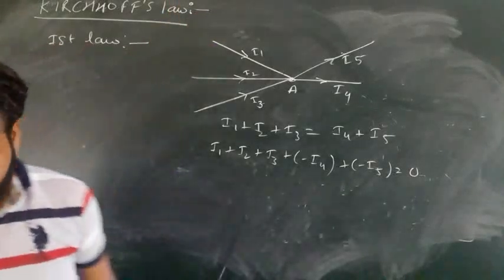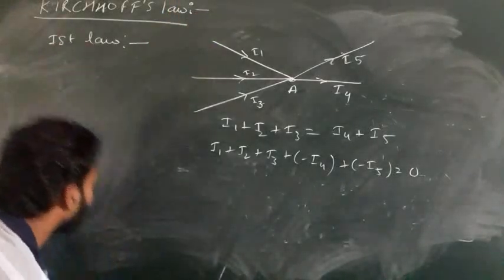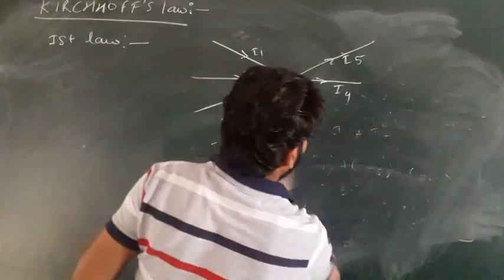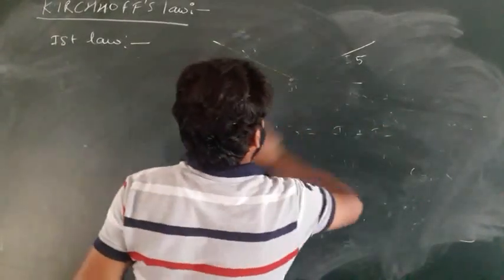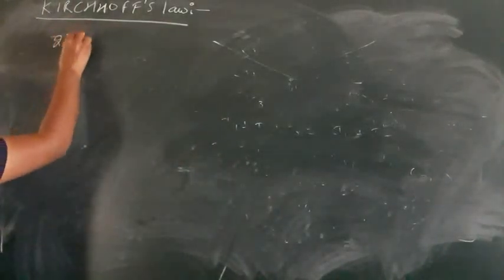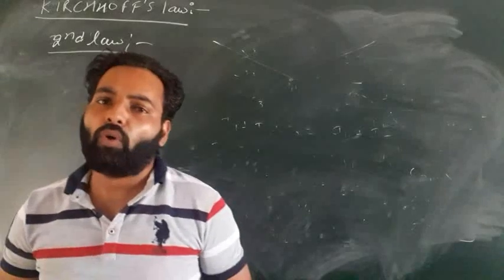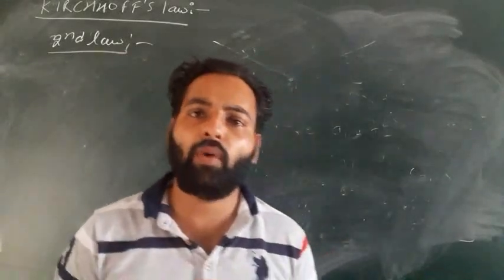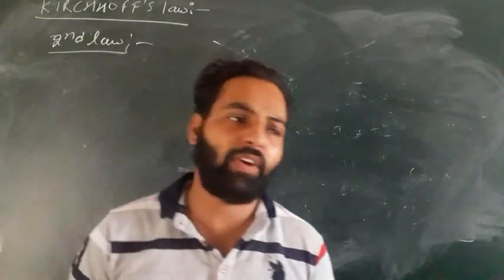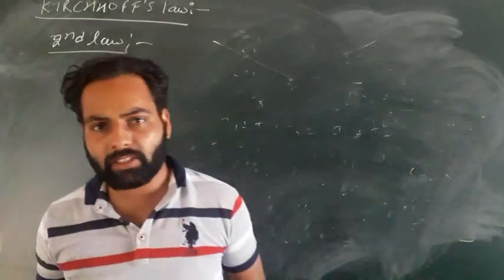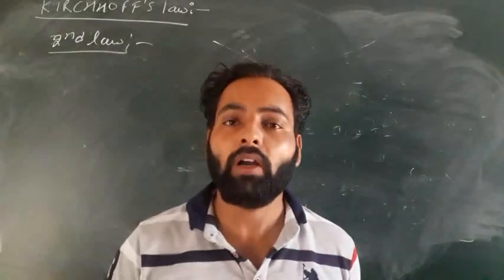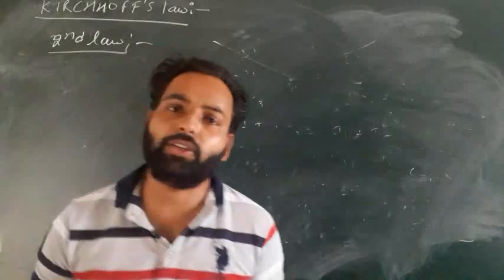Now the next is Kirchhoff's second law. What does Kirchhoff's second law state? Now we will discuss the second law. The second law states that the algebraic sum of all the voltages and all the EMFs of a closed circuit is 0. What is the meaning of that?